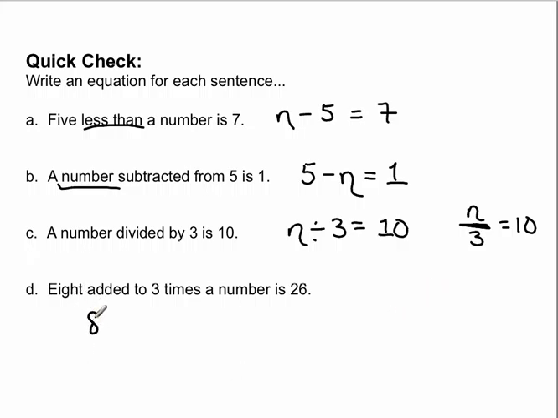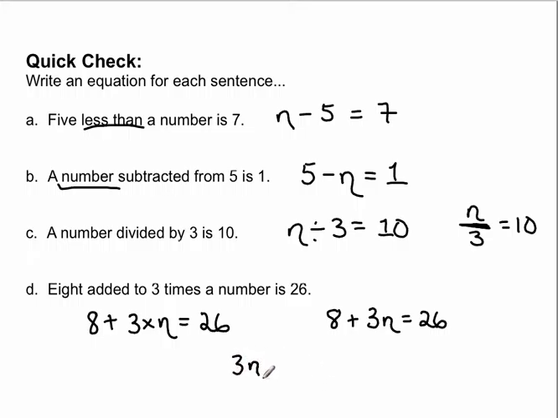8 added to 3 times the number is 26. Again, there are a few different ways we can write this, because we're going to eventually say goodbye to the multiplication sign because it looks too much like a variable. And because of the commutative property, we can switch to 3n and the 8 as well. So all of these are equivalent equations. They all mean the exact same thing. They would all be correct on a test.